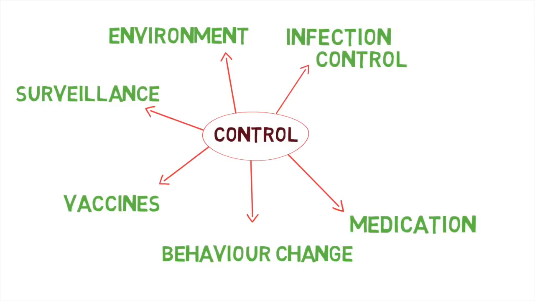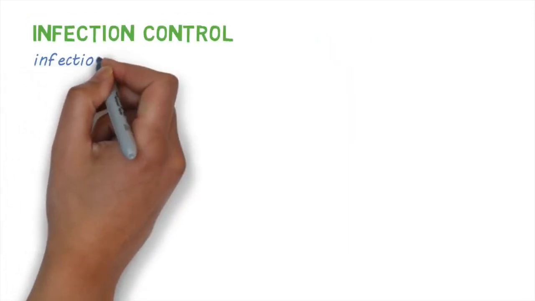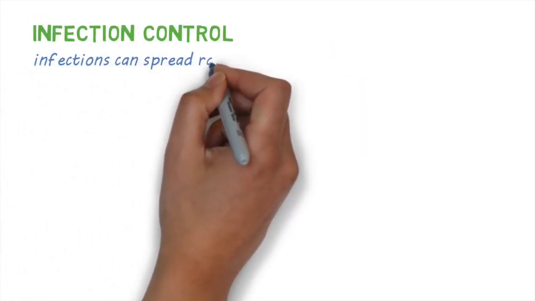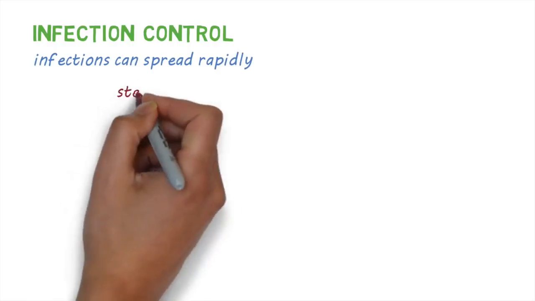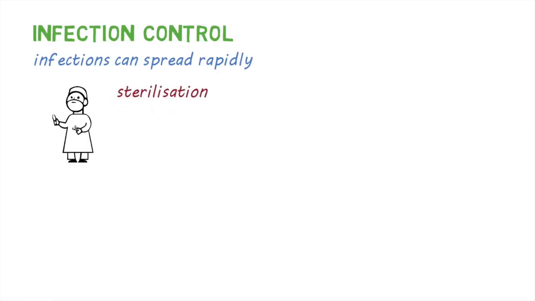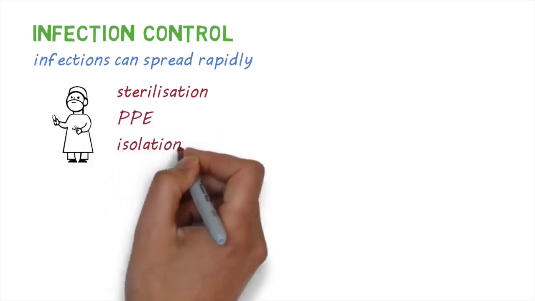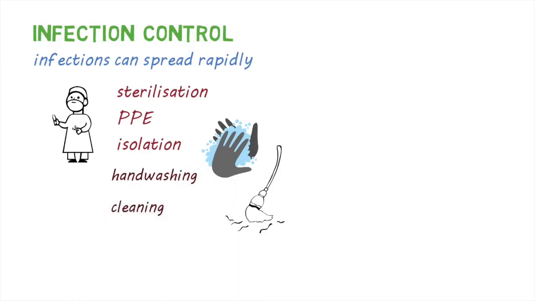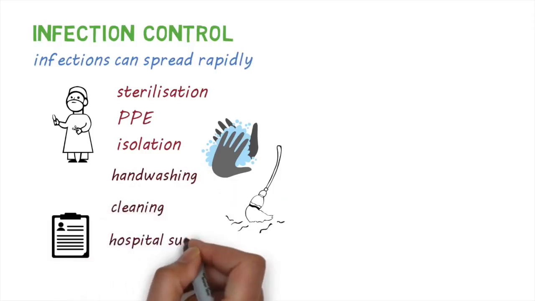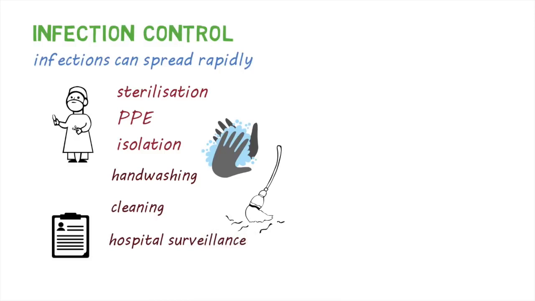Infection control in healthcare facilities is important because infections can spread quite rapidly in these facilities if proper precautions are not taken. Ways to prevent the spread of infection include proper sterilization of equipment, wearing appropriate personal protective equipment, isolating infectious patients, strict hand washing practices, regular cleaning, and having a good hospital surveillance system so that these infections are recognized and managed early.